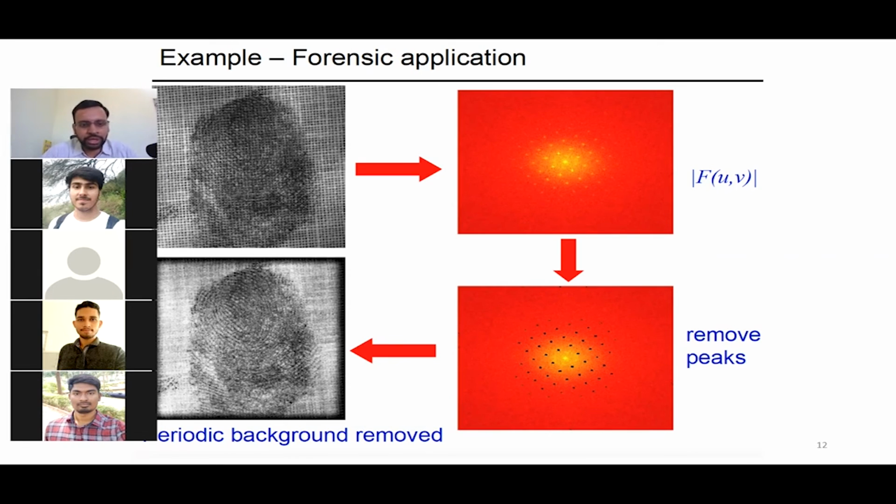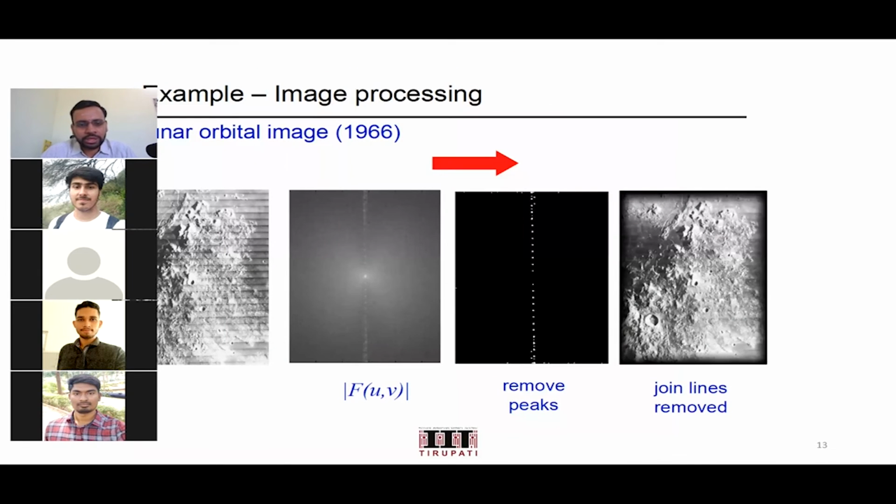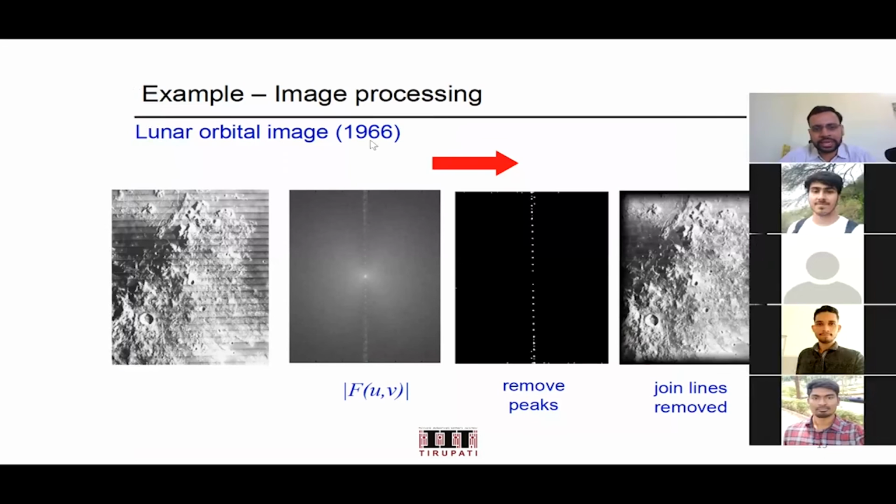That's how you could remove the background there. Okay, this is another image of the moon. I think this is from lunar orbital images in 1966. Because of the rolling shutter speed, they have limitations while capturing the images, and that gave this periodicity, right? You could clearly see that this is periodic in the Y direction, and in Kx Ky you have periodicity here. You just get rid of them and you will get this nice image.